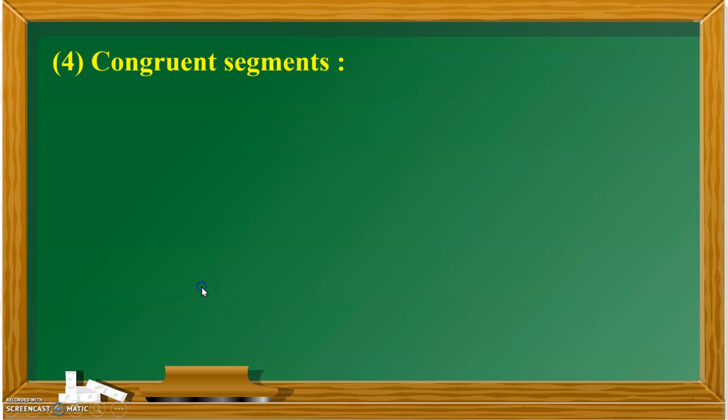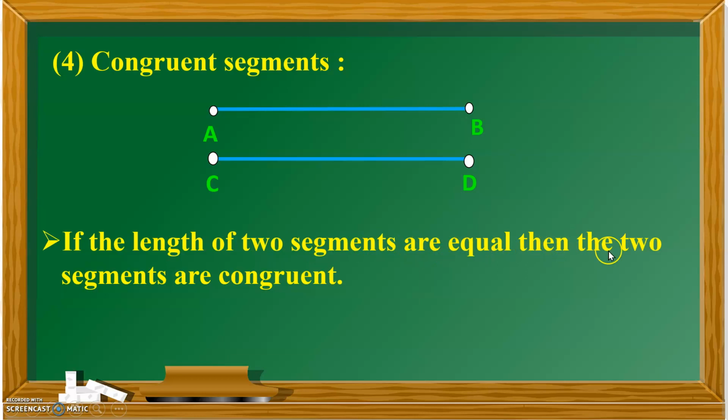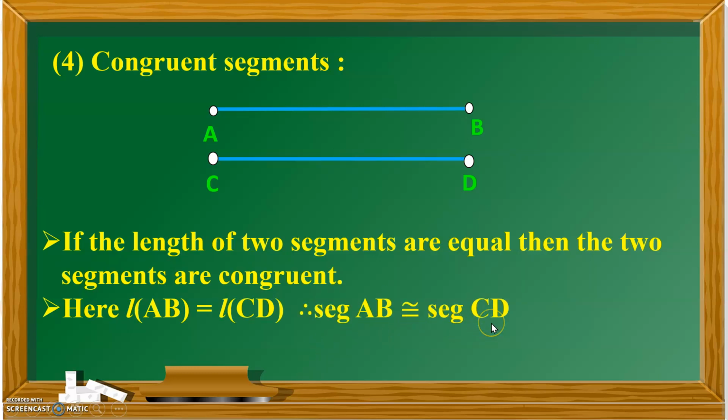We proceed with congruent segments. These are 2 segments AB and segment CD. If the lengths of 2 segments are equal, then the 2 segments are congruent. They are either called congruent segments or simply the segments are congruent. Let's see, children, whether the segments are congruent or not. Yes, CD is coinciding with AB. That means segment AB is congruent to segment CD. So that means here length AB is equal to length CD. Therefore, we can say segment AB is congruent to segment CD. Because they were coinciding, the lengths are equal.